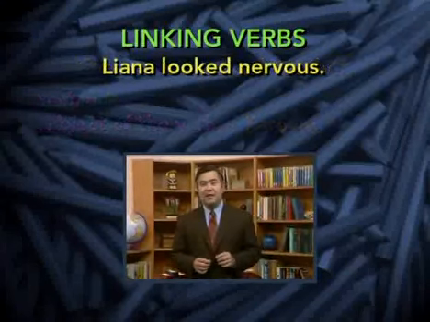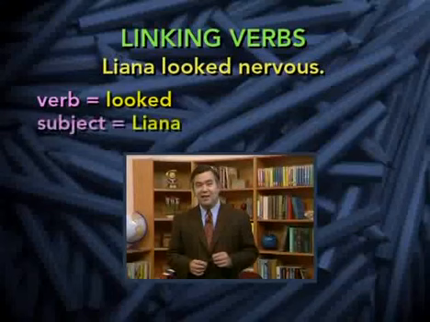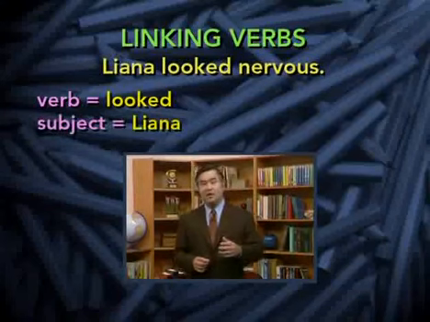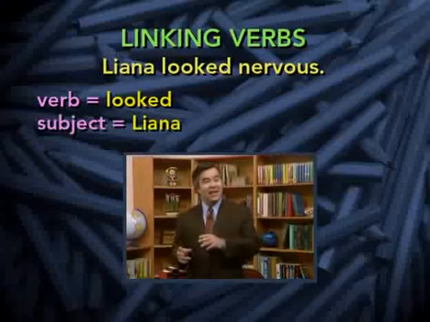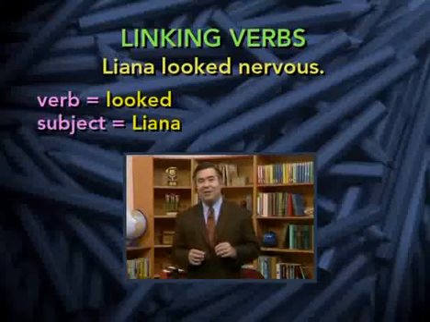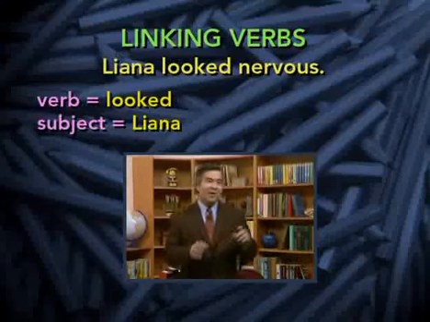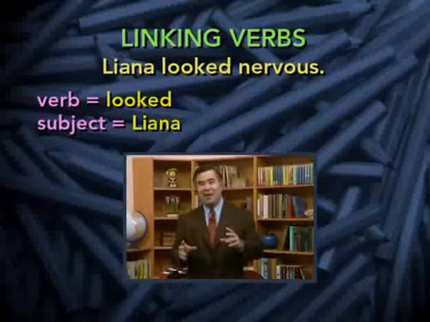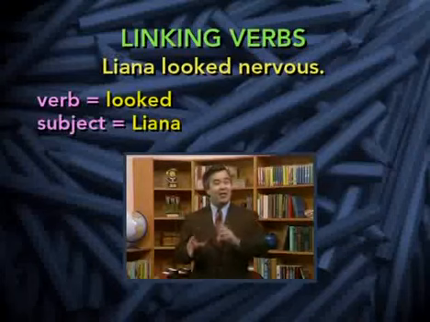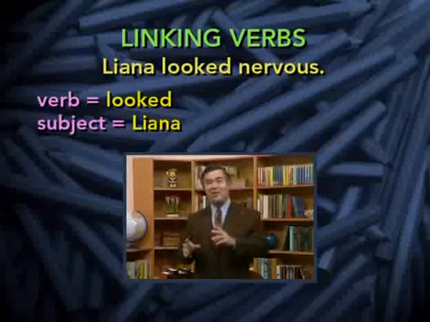Here's an example. Leanna looked nervous. What's the verb in this sentence? The verb is looked. The subject is Leanna. That tells us who looked. And the word that follows looked is the word nervous. And this is being linked to Leanna by the linking verb looked. We can tell that in this sentence looked is operating as a linking verb because Leanna and the word that follows, nervous, are being linked or equated with one another. We're being told that Leanna and nervous are in some way the same thing. And in fact, we know that Leanna is nervous.